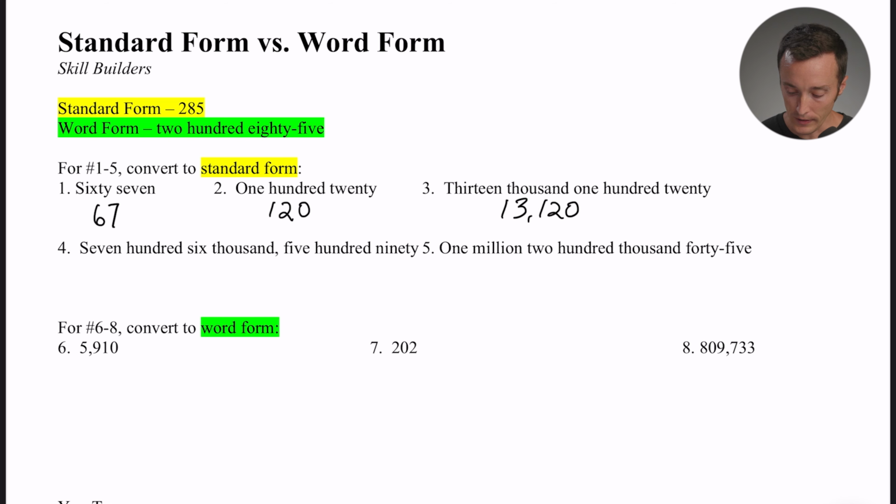Number 4 says seven hundred six thousand five hundred ninety. So break this into the two parts. Seven hundred six, that's like saying seven hundred and six, but you're not supposed to use the and. So 706,590. With some of the numbers that get really big, you have to just chunk it. Just take small pieces at a time and then read it back to yourself and make sure that looks right. 706,590.